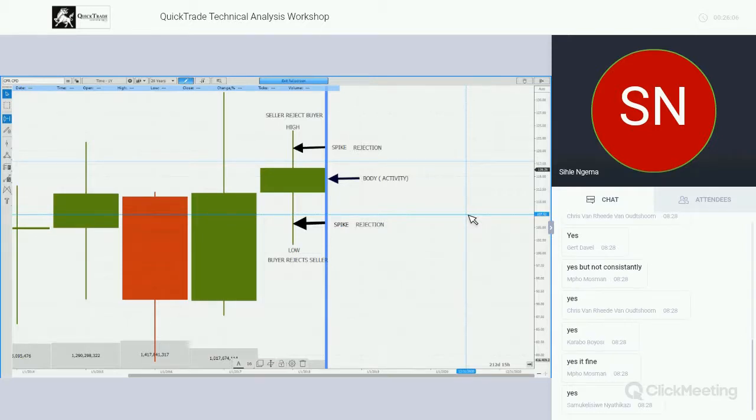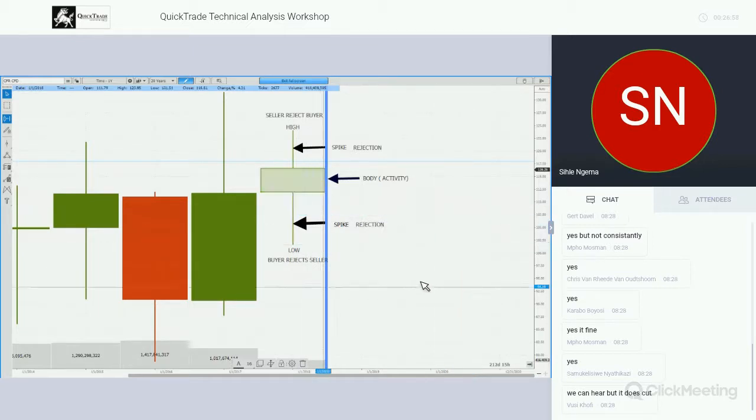So, with regards to the candlestick, there are two prices that I have already identified. One is the highest price which has been reached, and that can always be identified by a spike at the top, a symbol that sellers rejected buyers from continuing to push the price up. The other is the lowest price reached, where the spike tells us that the buyers rejected the sellers from further pushing the share price down.